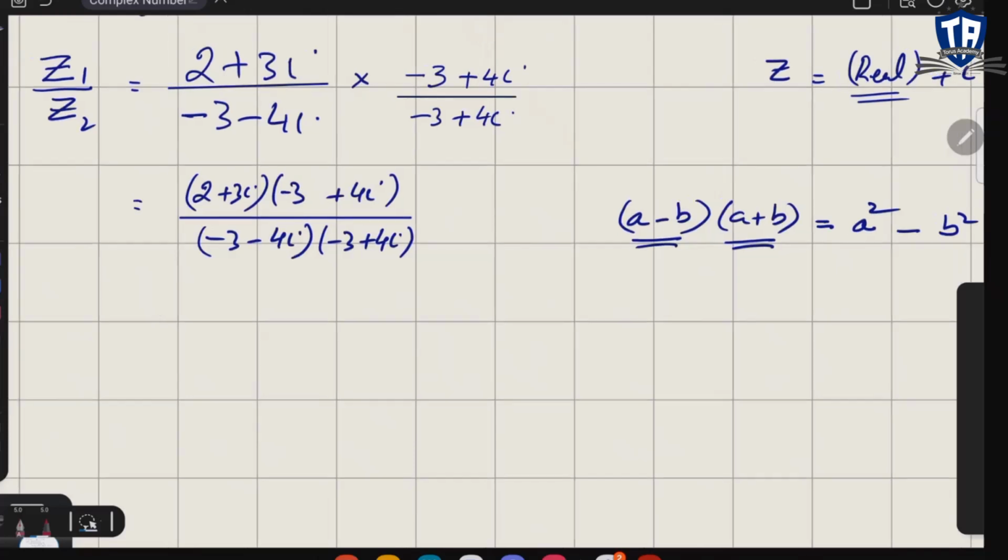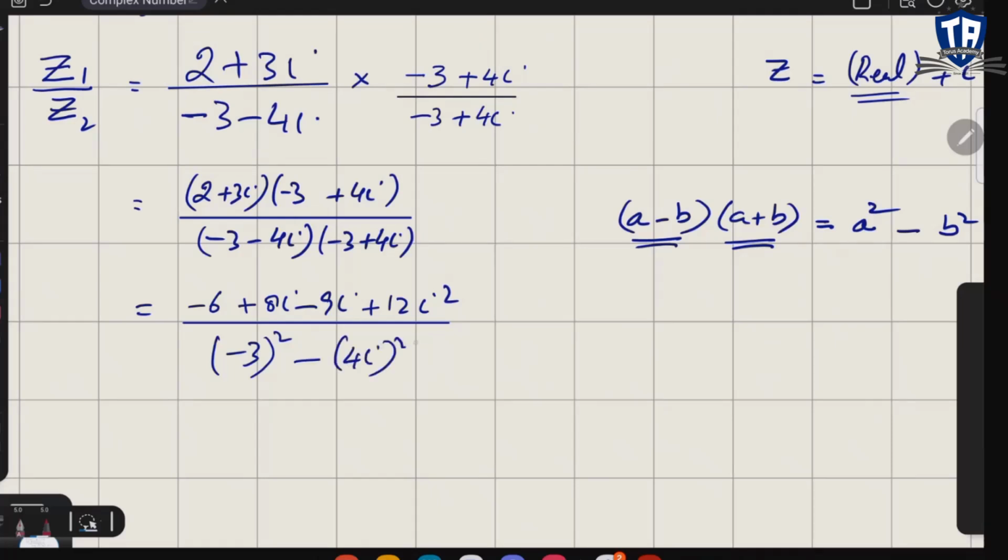So this is the result which can be used in the denominator. But in the numerator, you can simply multiply two brackets. You can do it directly. 2 times 3 is 6, minus 6 iota plus 8 iota minus 9 iota plus 12 iota square. This would be, according to the identity, 3 whole square, negative sign, and 4 iota square. This iota square will be replaced with minus 1.